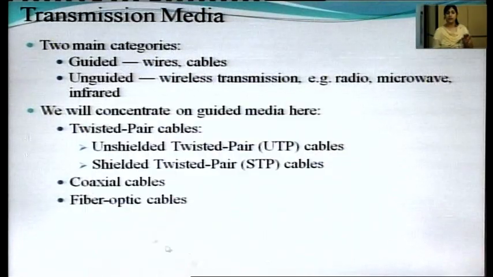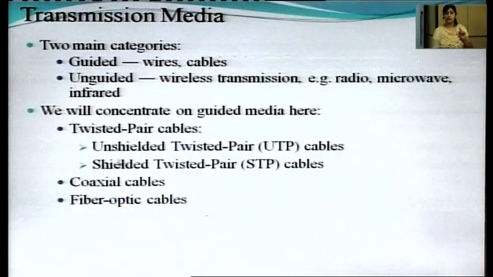The two main categories are guided and the unguided. Guided means you use the wires and cables to connect pieces with each other, and the unguided is what? That is the wireless transmission. For example, radio, microwaves and infrared. We will concentrate on guided media here.